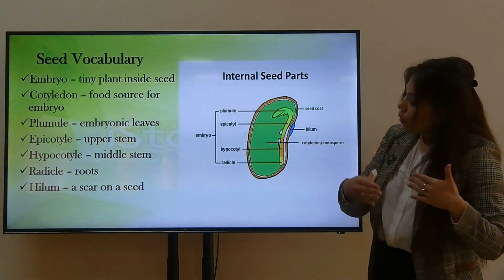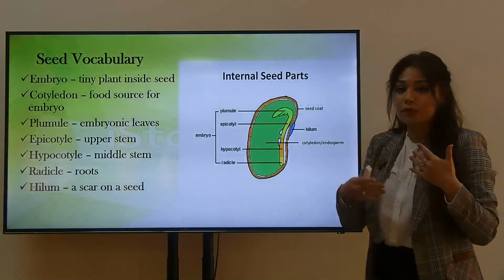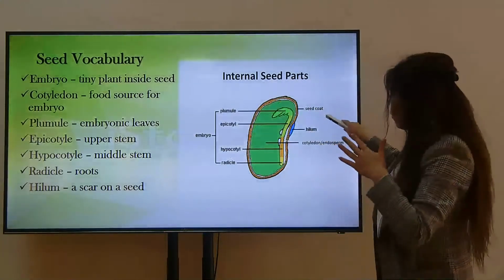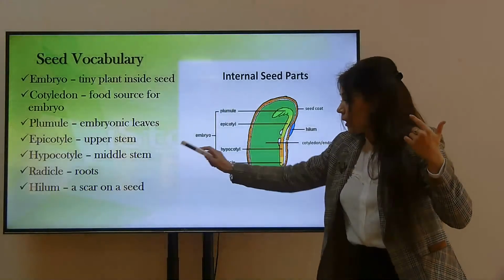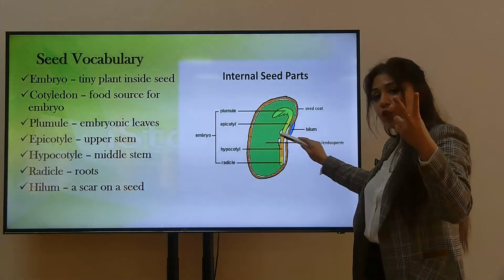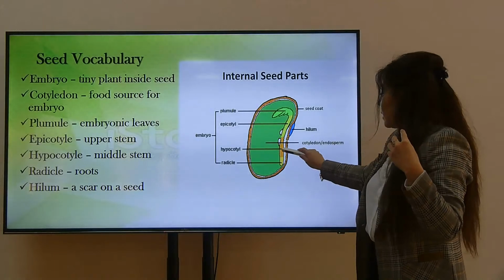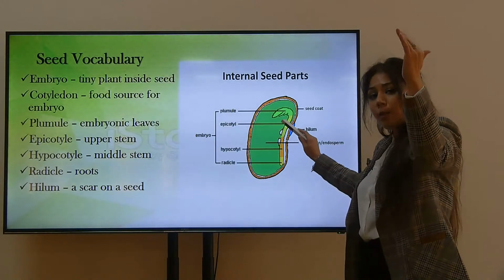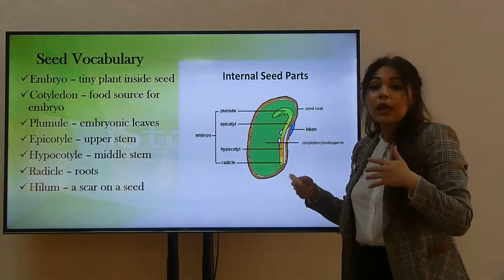Now, dear students, we are going to learn deeper the internal parts of a seed. We have already talked about embryo, seed coat, and cotyledons, and now radicle, it means root, as is written here. And the stem of the embryo divides into parts, hypocotyl and epicotyl. Hypocotyl is the middle part of the stem, and the epicotyl is the upper stem. And the plumule, as is written here, is the embryonic leaves.